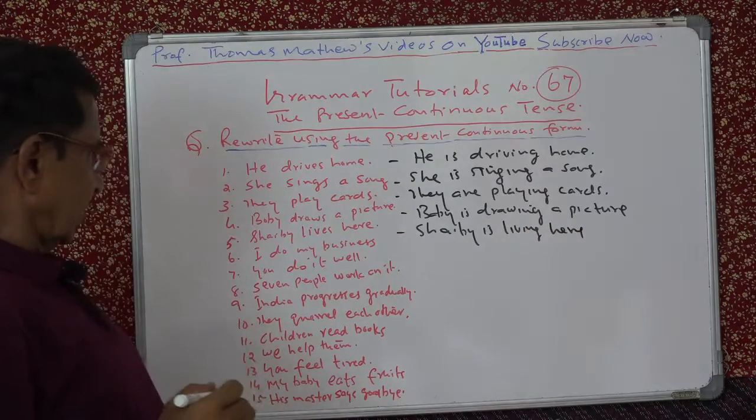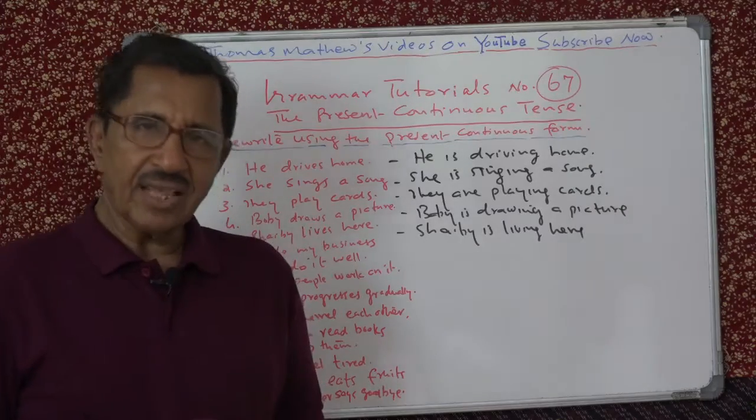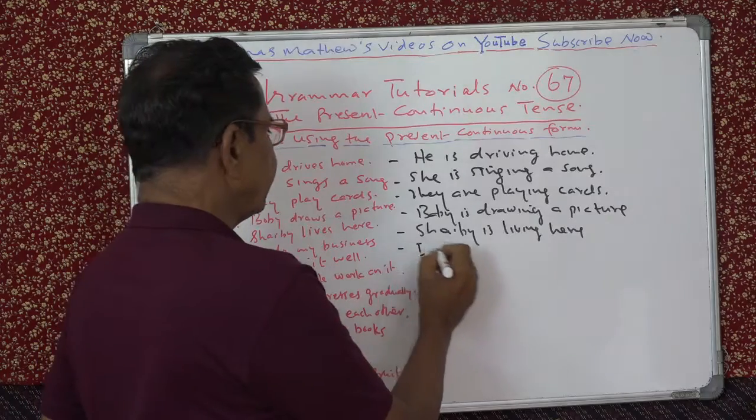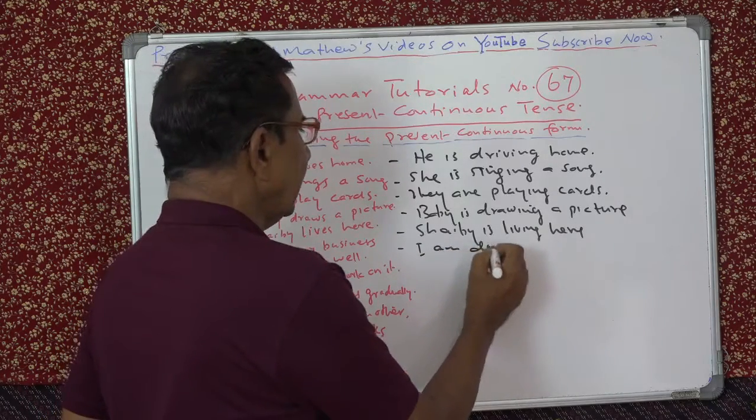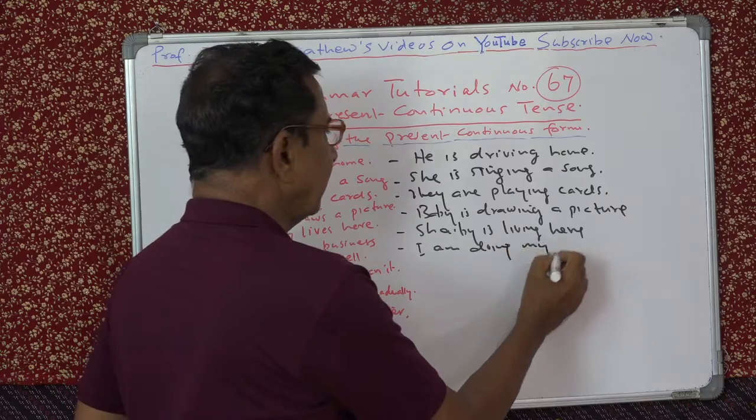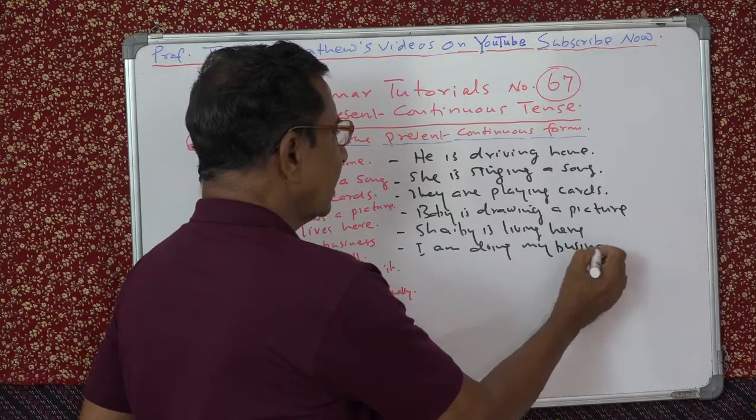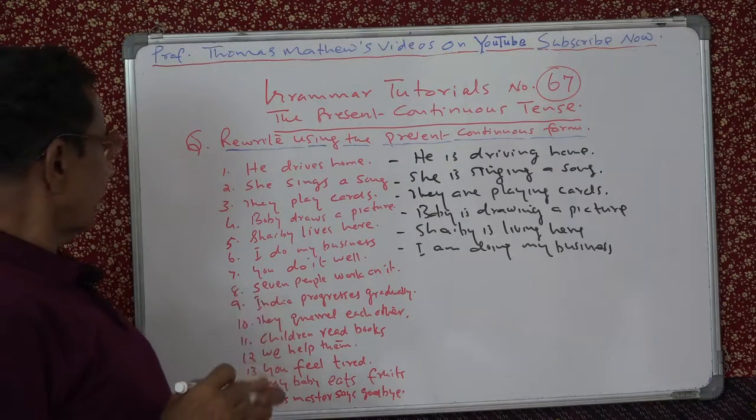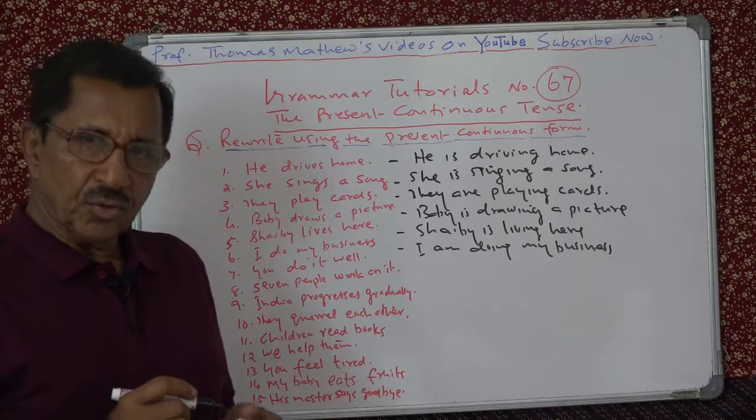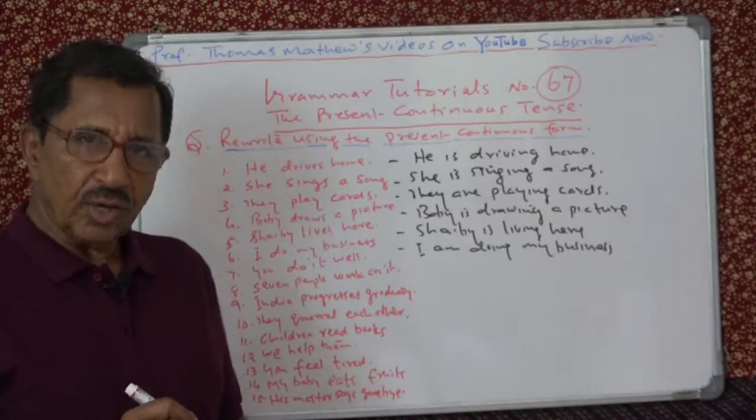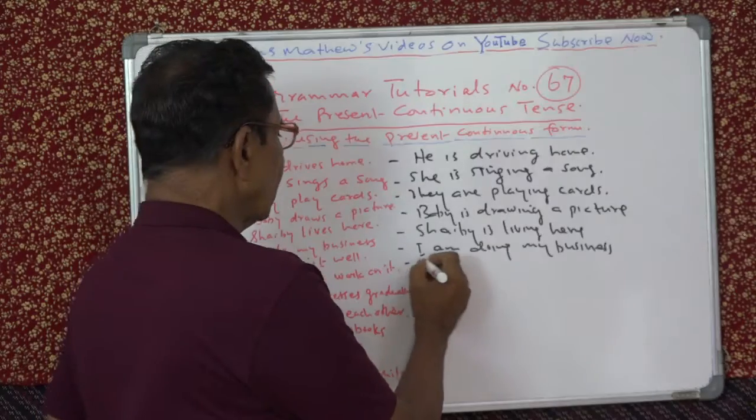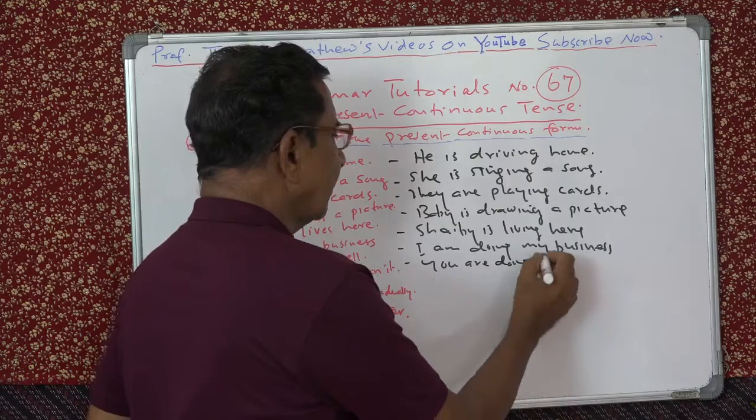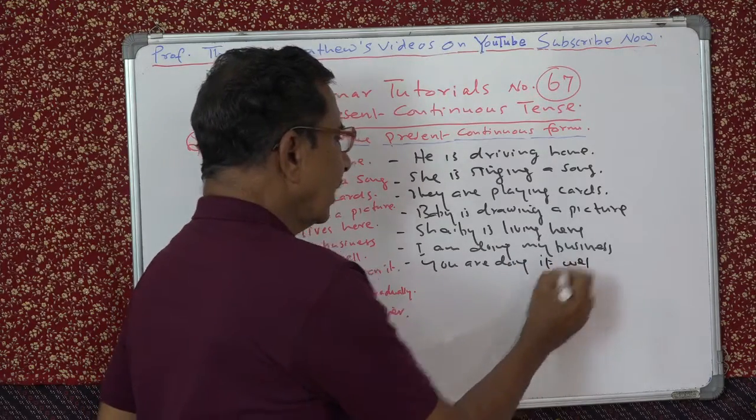Alright. And sixth one, I do my business. I am doing my business. So that is the present continuous form. Next, seventh one, you do it well. You are doing it well.